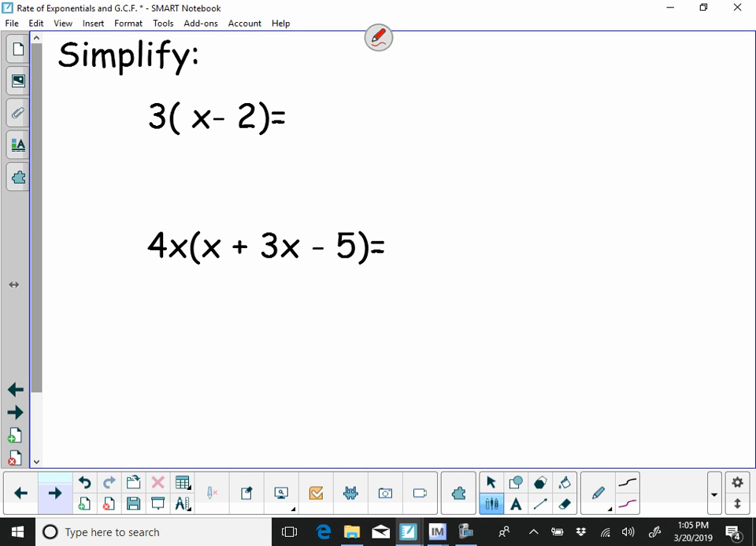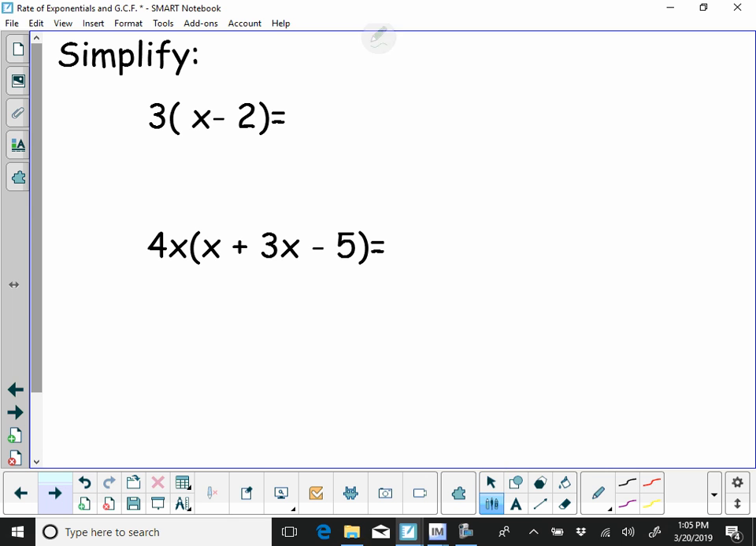Okay. So now we're going to jump into some greatest common factor stuff. Y'all have done greatest common factor in years past. The majority of the time, it was most likely with just numbers. Like, what's the greatest common factor between 4 and 12? 4, right? It's the biggest number that divides both. Okay? So basically, what we're doing here is not greatest common factor.